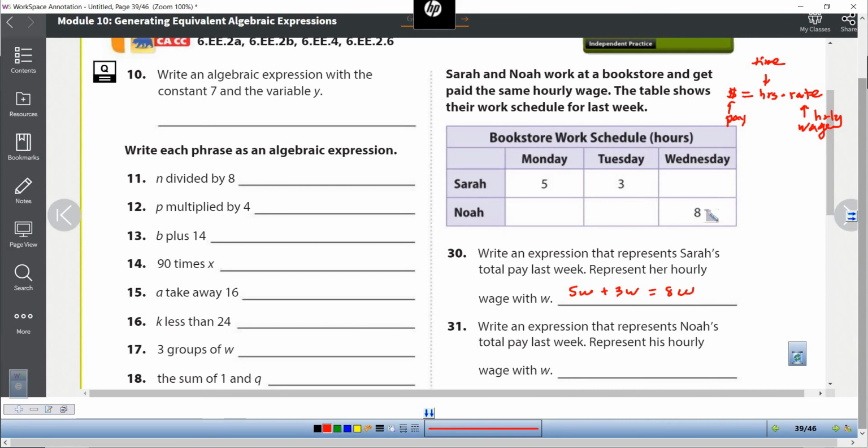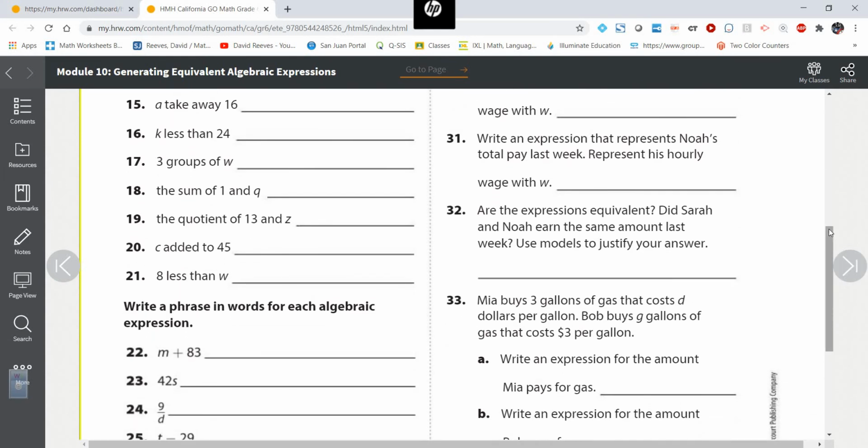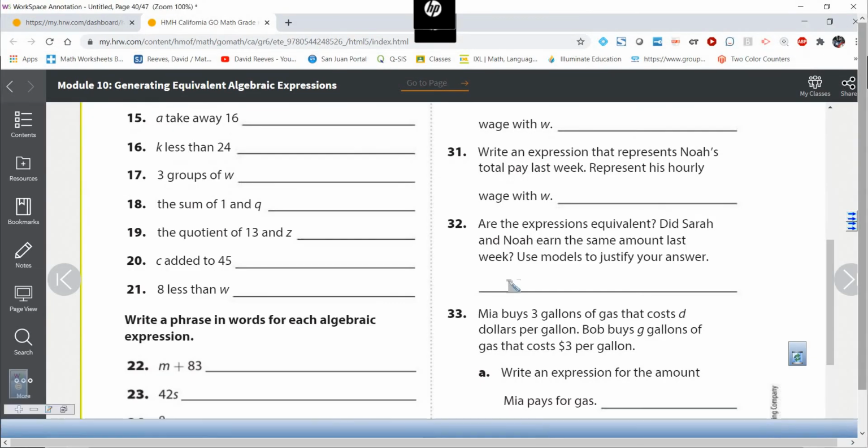Noah did not work on Monday or Tuesday, but he worked 8 hours on Wednesday, so his is 8W. So now hopefully you're thinking, wait, those are equivalent, aren't they? And the answer is yes, they are equivalent. And it says use models to justify your answer.